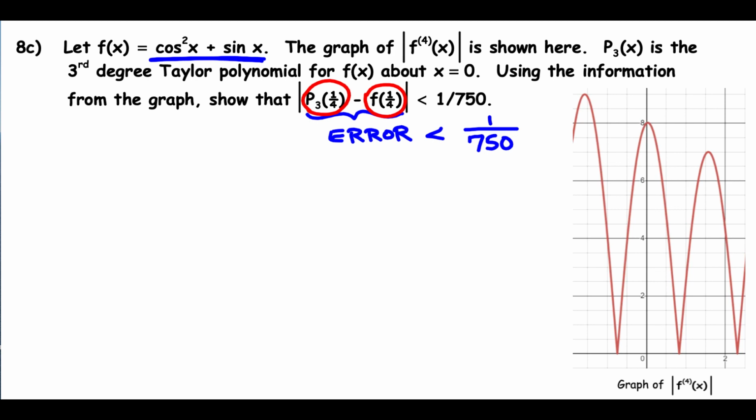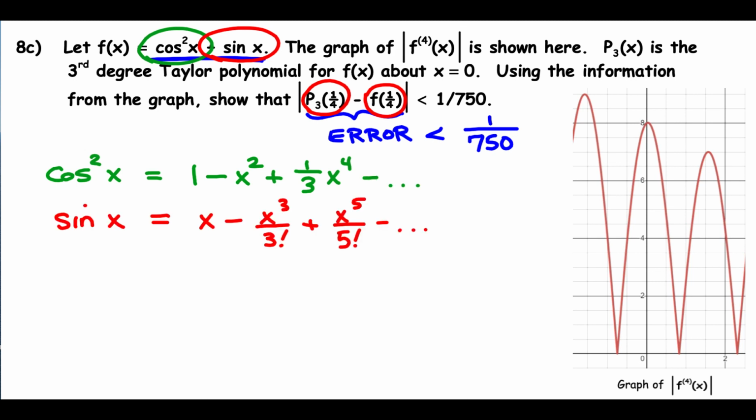All right, let's form what f of x is. Cosine squared, and I've already figured that out twice. I can copy that down, at least the first 3 terms of it. And then sine of x, we ought to know. That's a memorized formula. So when we add them together to make f of x, we get this.